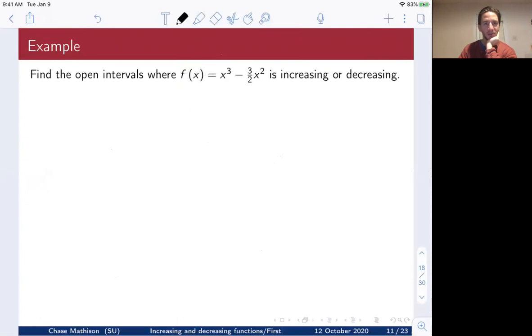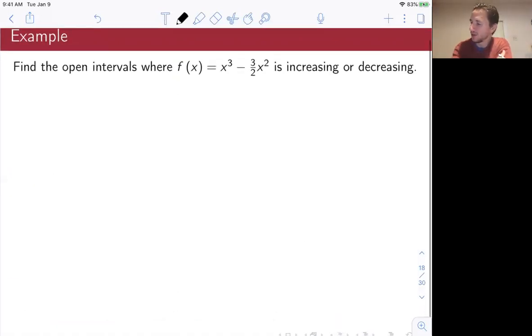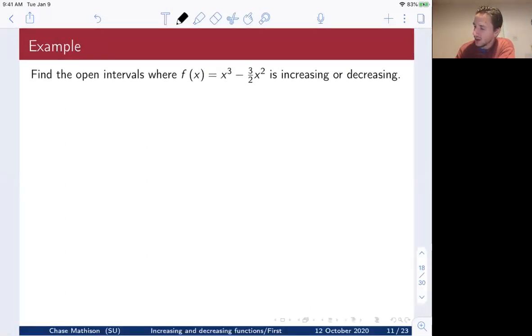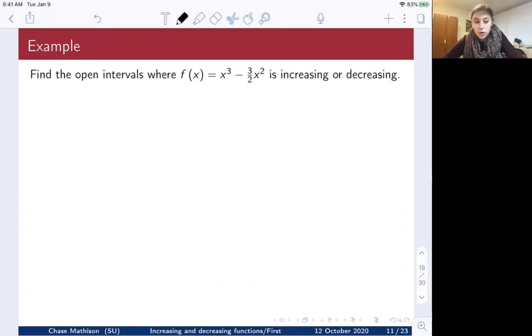Find the open intervals where f of x equals x to the third minus 3/2 x squared is increasing or decreasing. All right, so we're finding intervals of increasing and decreasing. So what should we do first? Critical numbers. Yes, exactly. Find the critical numbers.